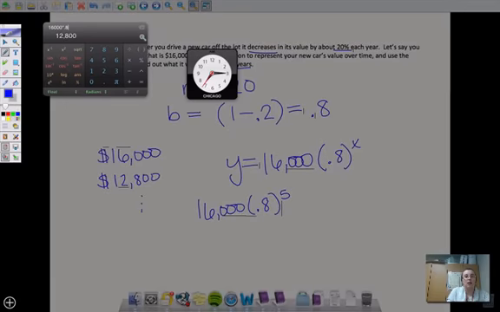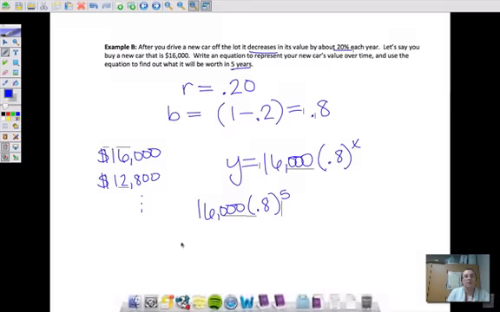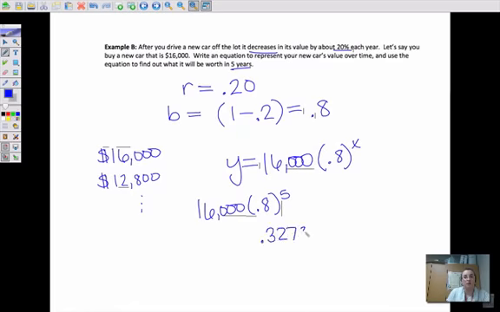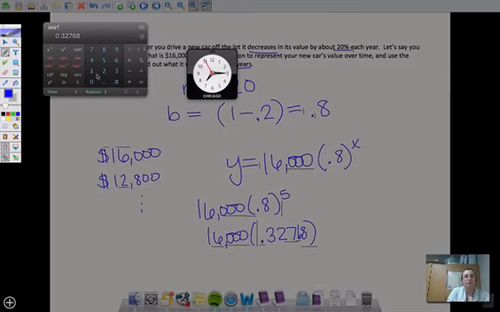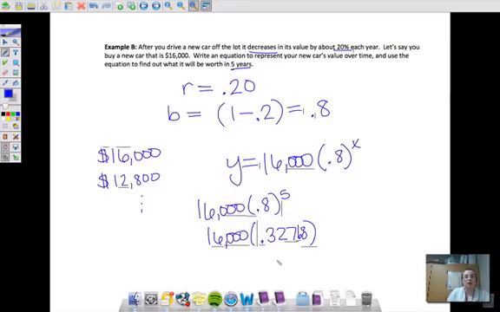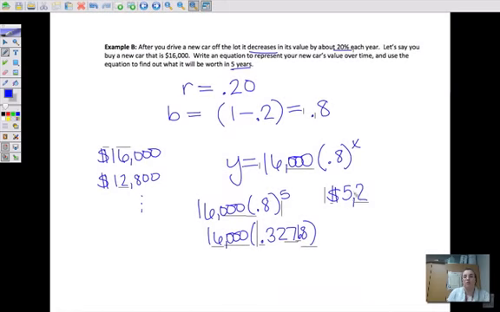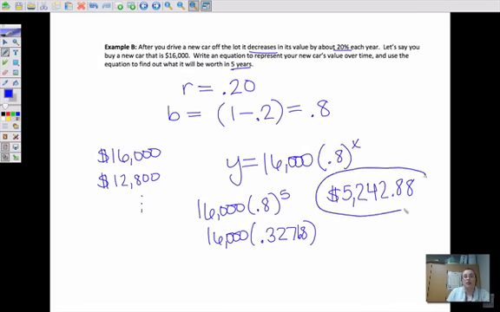The first thing I'm going to do is the exponent. I'm going to take 0.8 to the 5th power, which is 0.32768. And I'm going to multiply that by 16,000, which gives $5,242.88. I find that after only 5 years, my car that was worth $16,000 is now only worth $5,242.88.